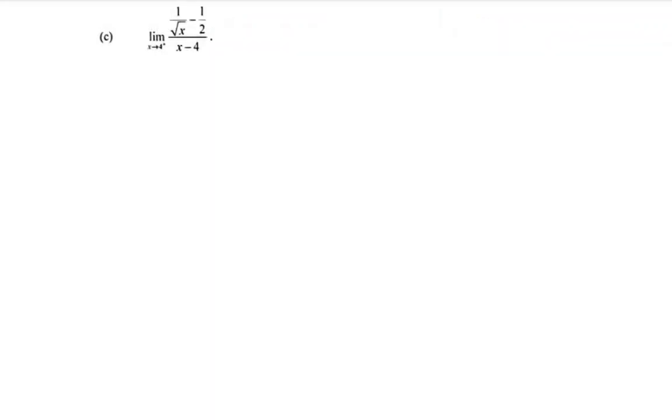Next, kindly refer to c. Limit as x approaches 4 from the right. We have the function 1 over square root of x minus 1 over 2, over x minus 4. So kindly substitute, and we will have 0 over 0, where we have the indeterminate form. The suggested strategy will be to multiply by the conjugate, factorize, or long division. For this case, my suggestion would be to multiply by the conjugate.